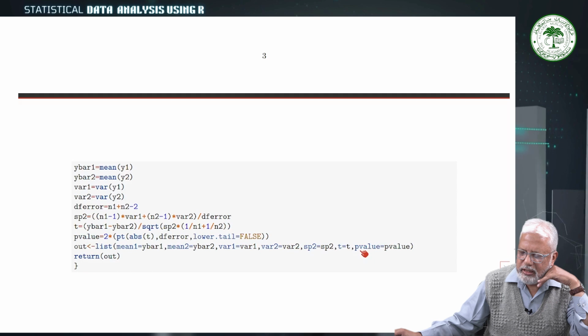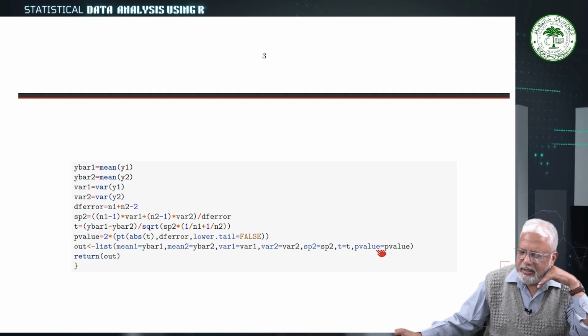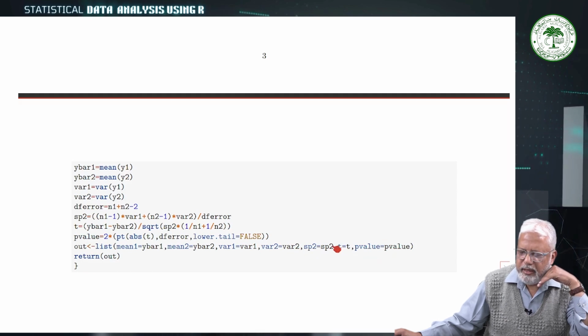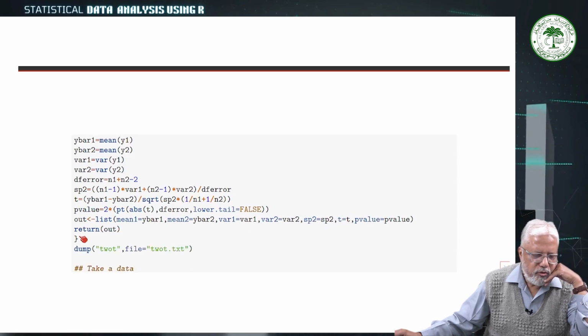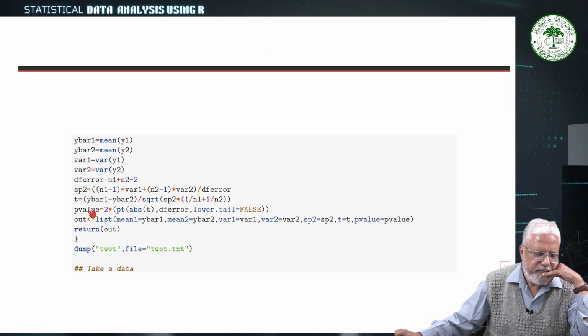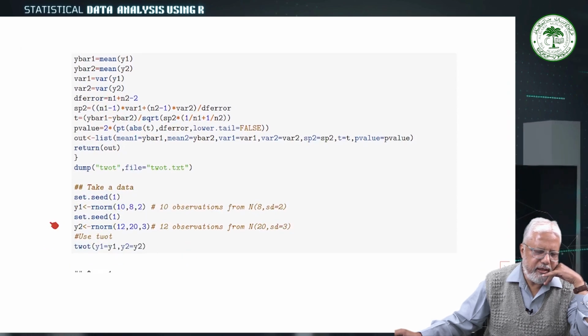Here p value is the name of the object, and this is the value of the object. t statistic is the name of the object, and this is the value of the object. So this way we can return out, and we are dumping this, and then we have simulated data.